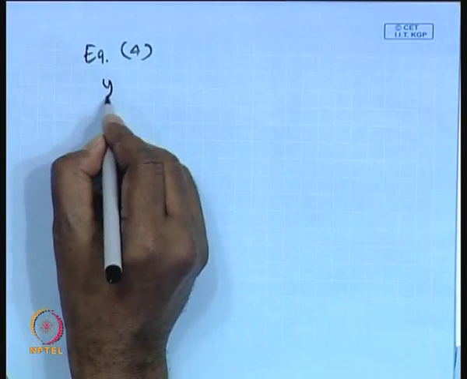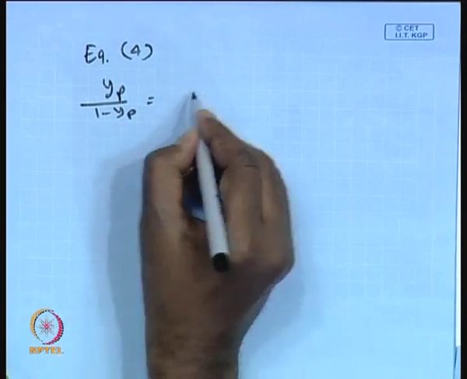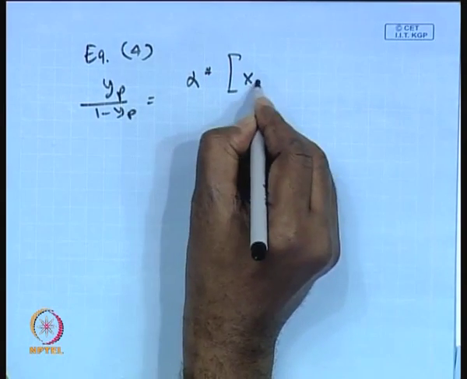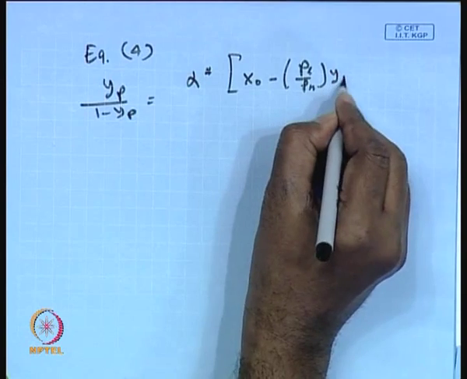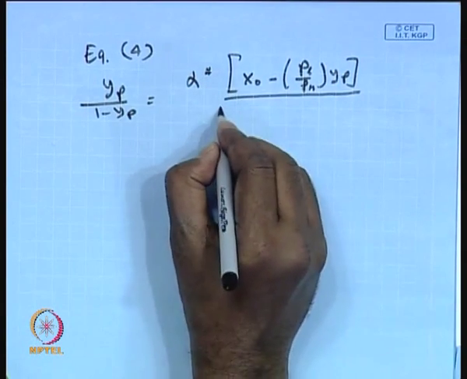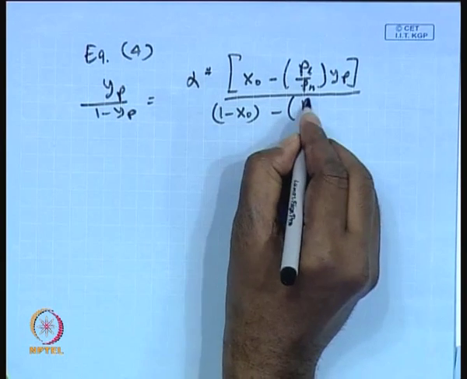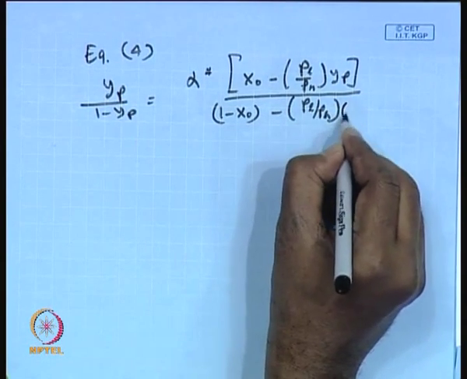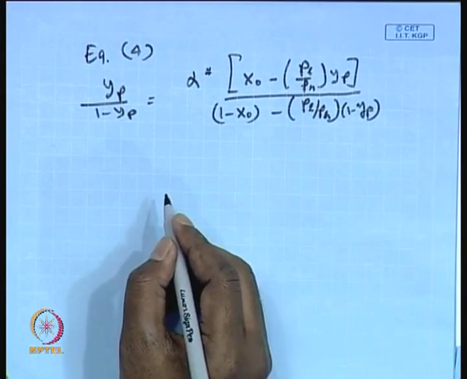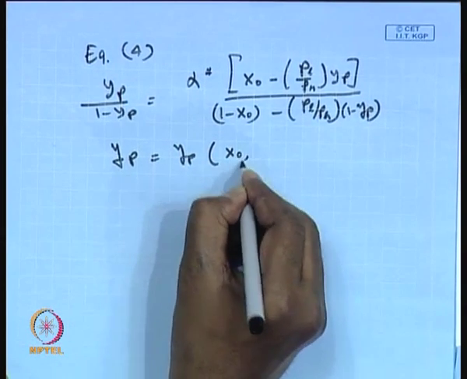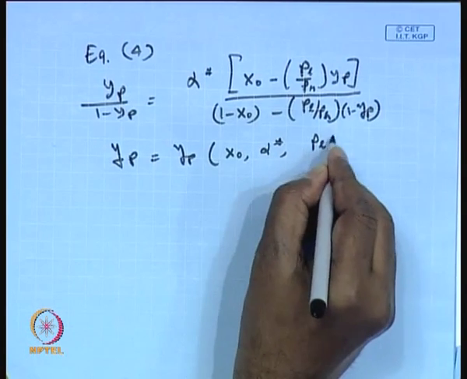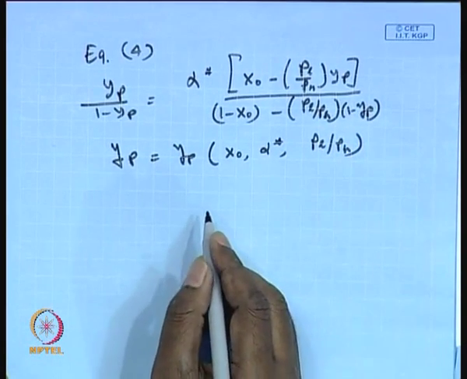So, first of all you are looking into equation 5.4, the equation 4 that we have here: y p divided by 1 minus y p is equal to alpha star times x naught minus P L by P H y p, divided by 1 minus x naught minus P L by P H times 1 minus y p. So, this equation can be written as y p as a function of x naught, alpha star and the ratio P L by P H. All these are known to you.